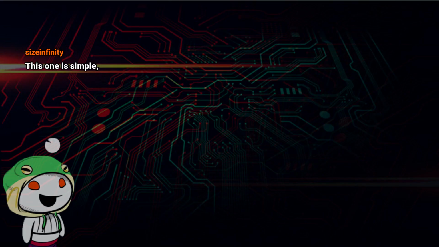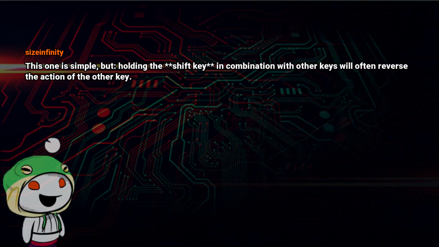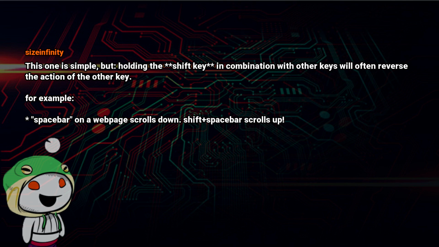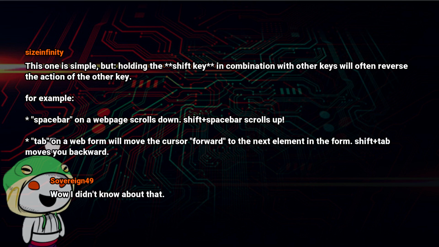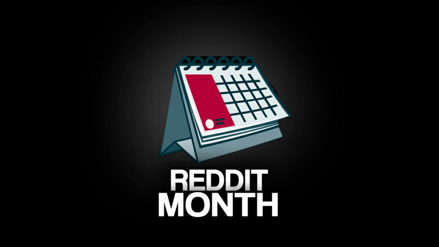This one is simple, but holding the shift key in combination with other keys will often reverse the action of the other key. For example, spacebar on a web page scrolls down, shift spacebar scrolls up. Tab on a web form will move the cursor forward to the next element in the form. Shift tab moves you backward. Wow, I didn't know about that. I knew shift tab, but I didn't realize it was because of that.